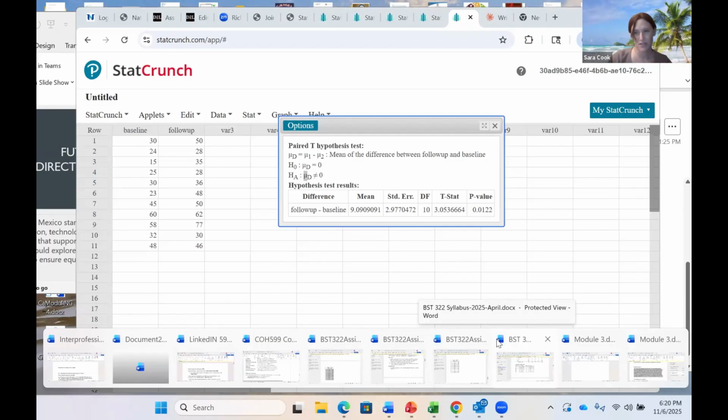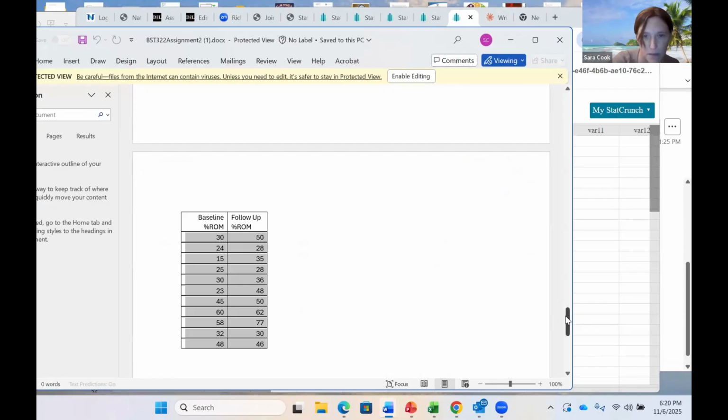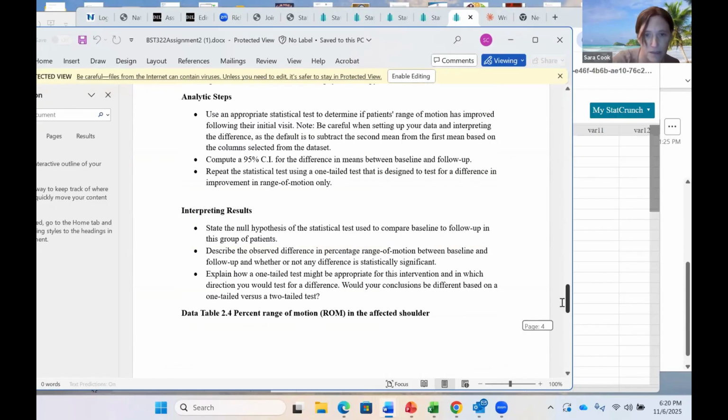Sometimes they do this in clinical trials where they really want to detect a difference between the new drug and the old drug. They'll bank all their power into detecting a difference in the positive direction. There are some ethical reasons why you shouldn't do that. You should allow for differences to go in both directions. But that's the whole point of the second part of the question. Basically, repeat the statistical test, and I showed you you can get a confidence interval for the mean. I'll do that also. But we're going to repeat it doing a one-tailed test for a difference in an improvement in range of motion only.